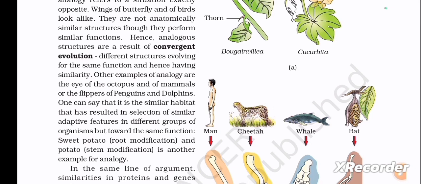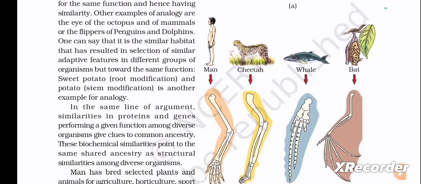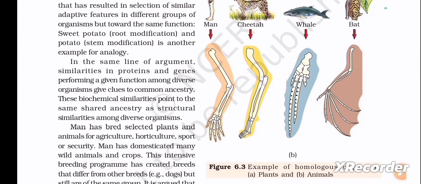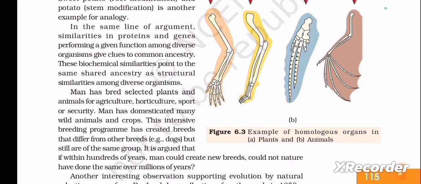One can say that it is a similar habitat that has resulted in selection of similar adaptive features in different groups of organisms, but towards the same function. Sweet potato root modification and potato stem modification is another example for analogy. In the same line of argument, similarities in proteins and genes performing a given function among diverse organisms give clues to common ancestry. These biochemical similarities point to the same shared ancestry as structural similarities among diverse organisms.